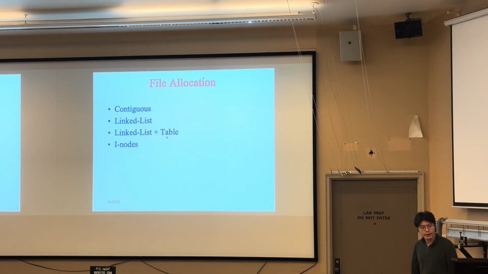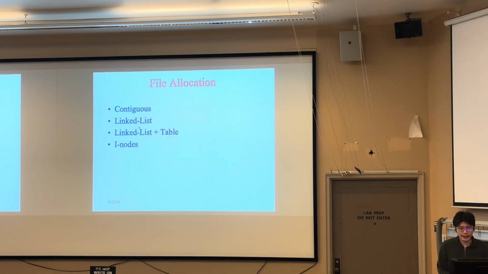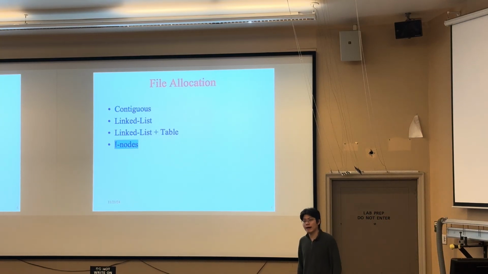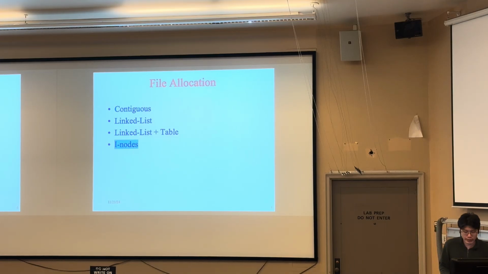Here are some example strategies of file allocation: continuous file allocation, linked list, class table, and inode. This inode is the most popular organization of files in modern computers. We will explain the inode approach in detail, and the others we will just quickly skim through.